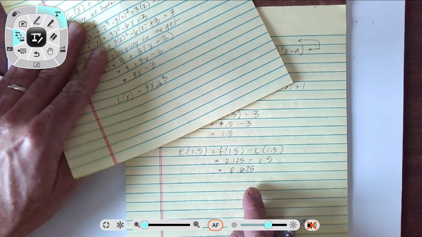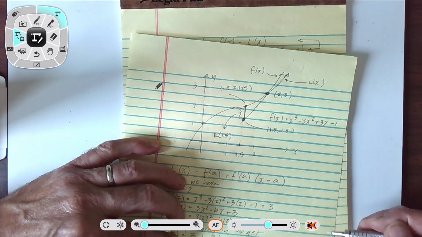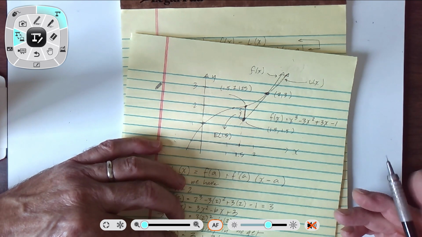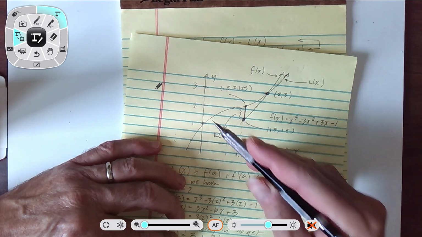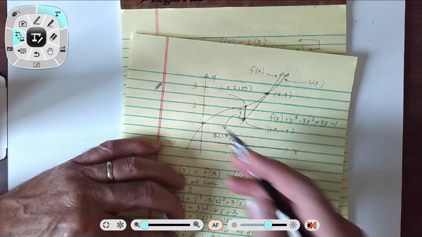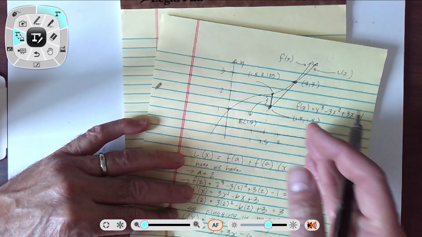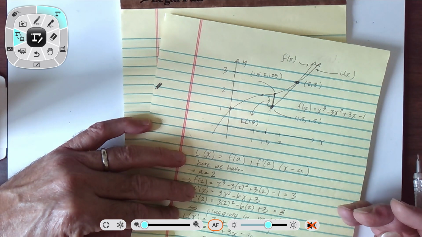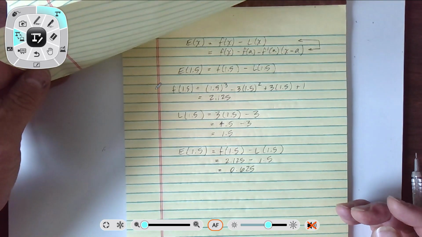Keep in mind that error can be either positive or negative depending on whether the line itself is above or below. And of course, the position of the line itself has to do with the concavity of the function. If we're concave up, you should expect that the error will be positive. If we're concave down, you should expect that the error will be negative. I hope that makes sense.